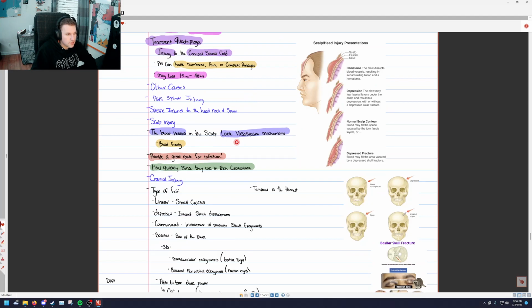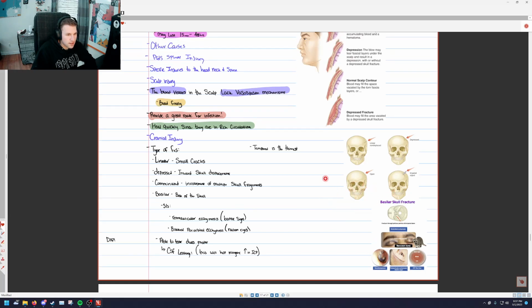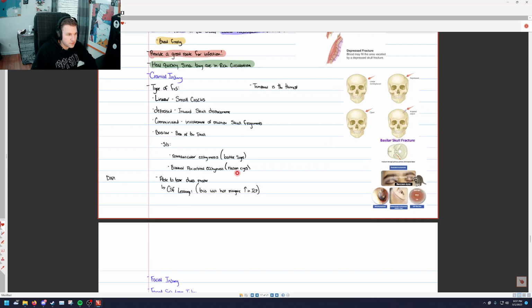I don't think anything else is really important in this chapter. Of course, we have our basilar skull fracture. We're going to see signs of raccoon eyes and Battle's sign and CSF draining. Here's that halo sign. Just don't put anything in that airway, more like an NPA. You might actually penetrate through that fracture.